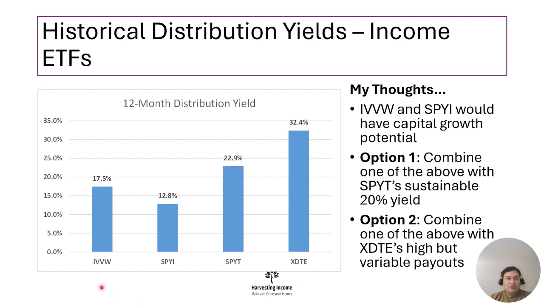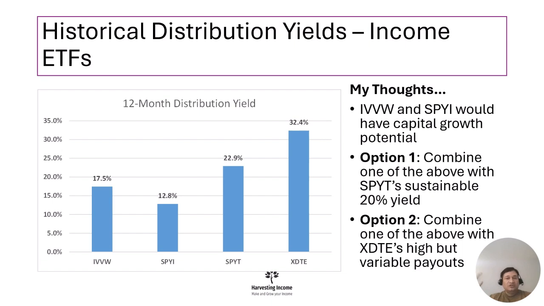combine one of the above. Like you are going to pick one of the two, IVVW or SPYI, and combine it with XDT. This is option two. I'm just giving you two simple options. You can do different kinds of permutations and combinations. There's no limit to that. But the second idea is I'm taking one of these moderate yield funds and combining with XDT, which is a very high yield fund.